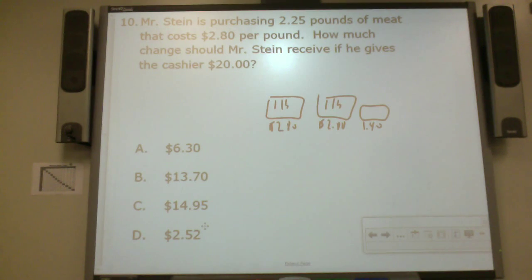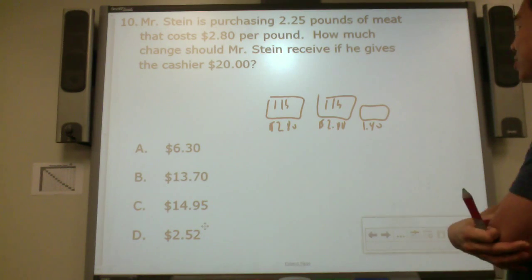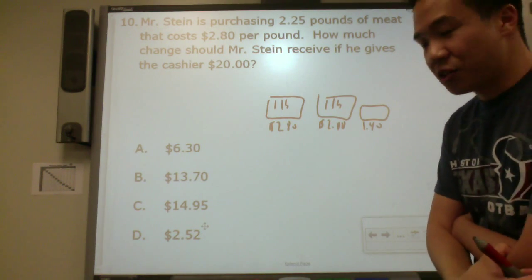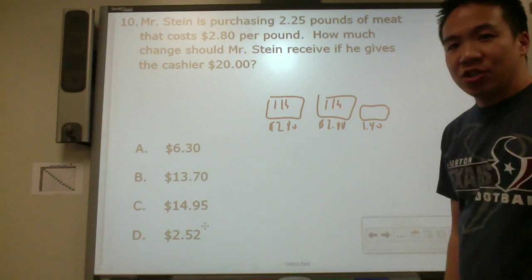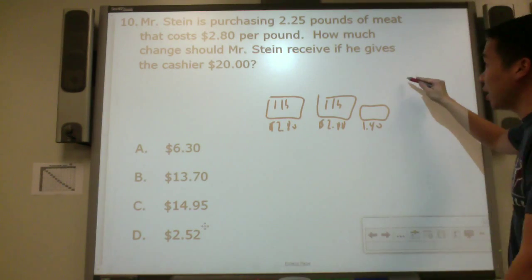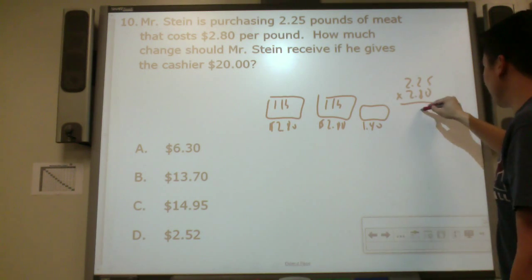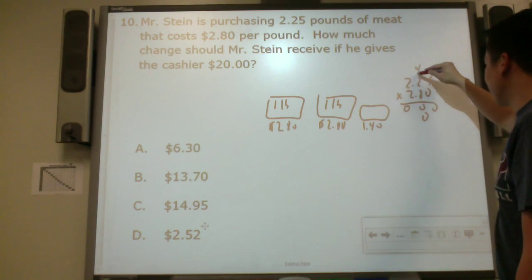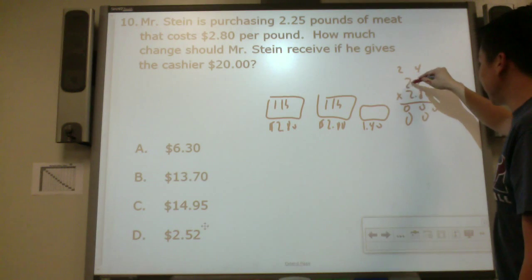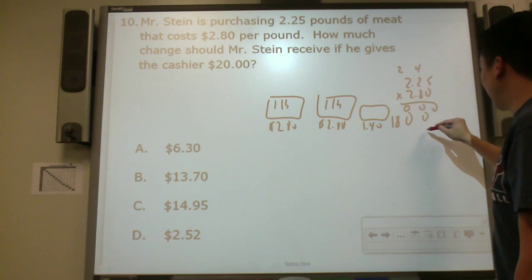How much change should Mr. Stein receive if he gives the cashier $20? This isn't just repeated addition. I could multiply to save time. 2.25 times 2.80. 0, 0, 0. 40 carried to 4. That's 16 plus 4 is 20 carried to 2. 16 plus 2 is 18.